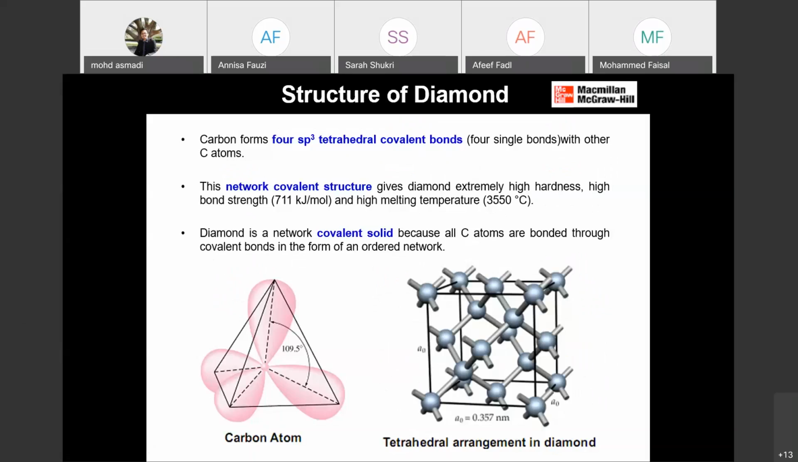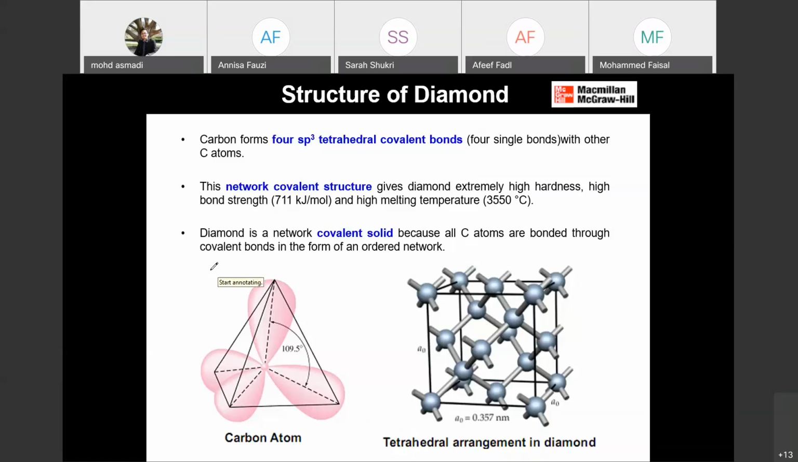Generally, carbon forms four sp3 tetrahedral covalent bonds. This sp3 is usually tetrahedral, but actually we can predict the geometry of the structure by using valence shell electron pair repulsion theory. If you remember, last time I taught quantum. By using this theory, we can predict the geometry of the molecule.